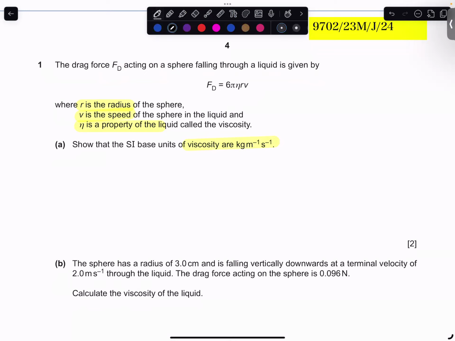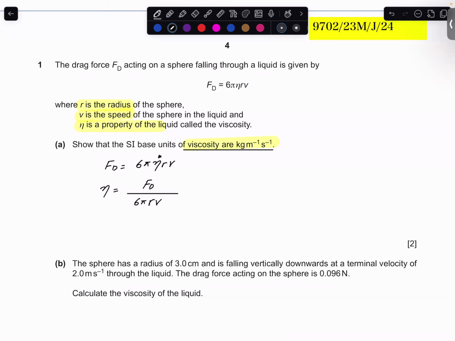Okay, so to find out the base unit of the viscosity, let me make viscosity the subject. The equation is FD equal to 6 pi eta r v. This is the real equation. I have to make eta the subject. So eta will be equal to FD divided by 6 pi r into v.